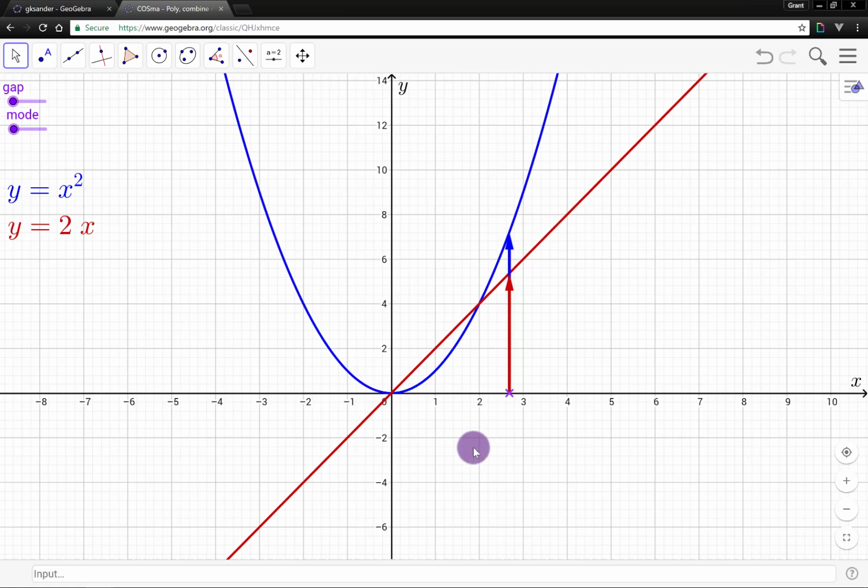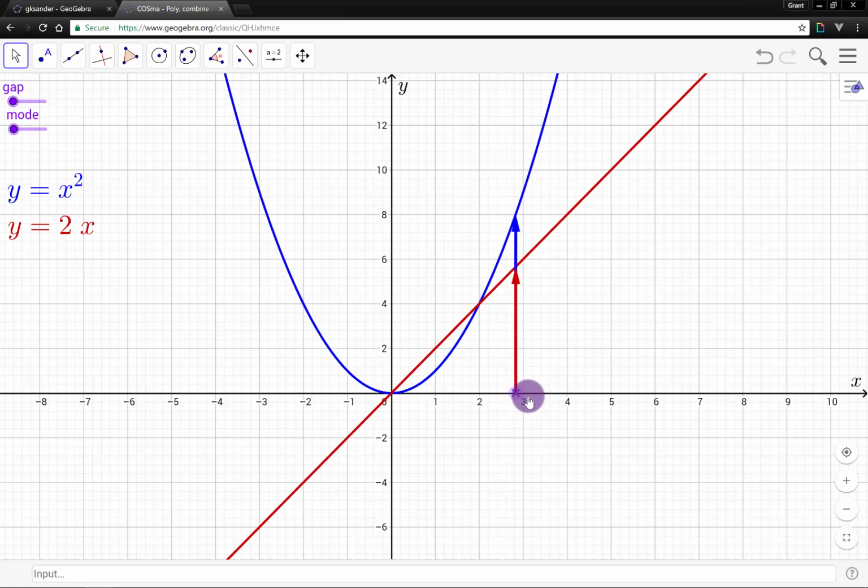In this video, we will look at the idea of combining monomial expressions. So here I have the graph of two monomials. We have x squared in blue, so this parabola is x squared, and then 2x in red. So the line here is 2x.